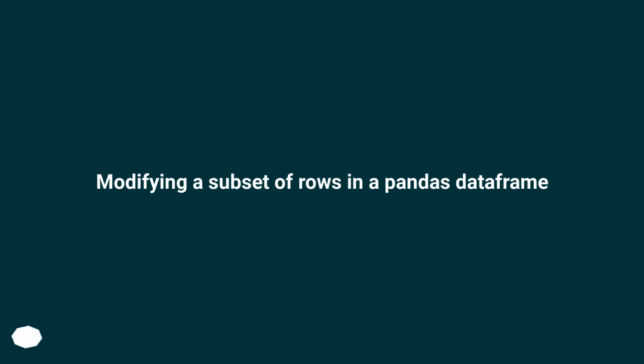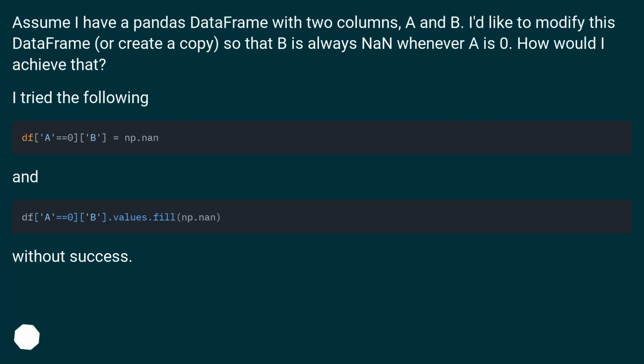Modifying a subset of rows in a pandas data frame. Assume I have a pandas data frame with two columns, A and B. I'd like to modify this data frame, or create a copy, so that B is always NaN whenever A is 0. How would I achieve that?